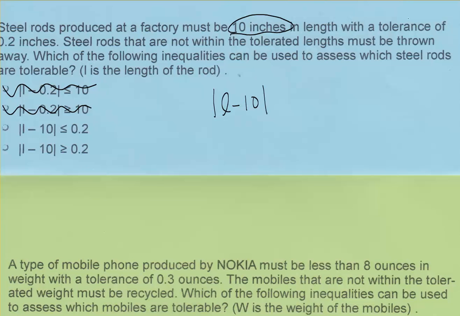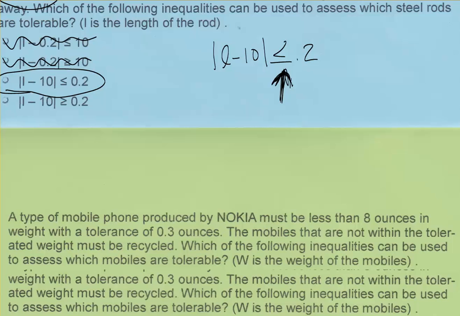Then it says that the tolerance is 0.2 inches, which means that it cannot go above 10.2 or below 9.8. So it has to be less than or equal to 0.2. So that is our answer, which is this one right here. And it will, at least most of the time, be less than or equal to. I don't like to say always, but most of the time, it will be less than or equal to.